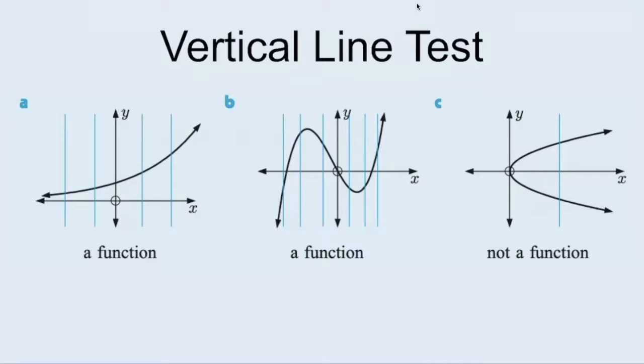So in A and B, I'm drawing multiple vertical lines, and none of them pass through the function twice. They only pass through it once. So A and B are examples of functions, where C is an example where we do not have a function.